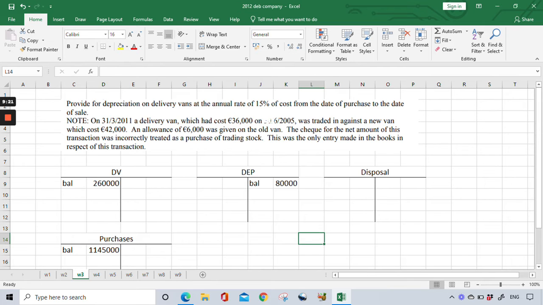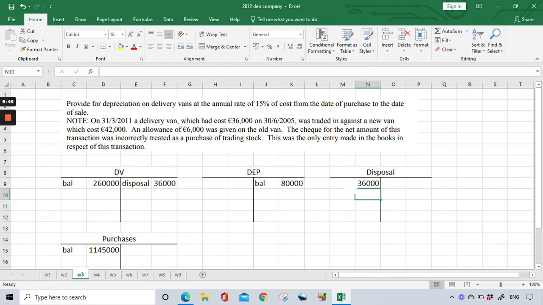Okay, so first thing, back up here. Delivery vans 15% per year. On the 31st of the 3rd, a delivery van which cost 36,000 was traded in against one which cost 42. So first of all, disposal here, the old van was 36,000. So we credit delivery vans, we debit disposal account. Okay, that's a double entry transaction.